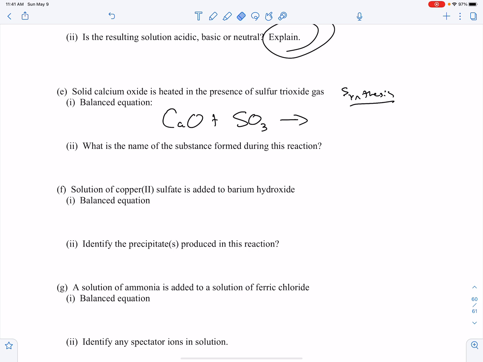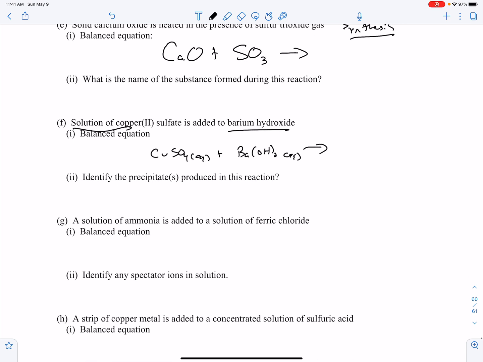Solutions of, again, solution, and barium hydroxide. So this would be copper 2 sulfate and barium hydroxide, strong base. Again, these are both solutions, and when you put those solutions together, you should end up with some precipitation at the end. And be sure to identify if there is one. If there are 2 of them, then both precipitates. But do break down those reactants, which are both soluble, and balance the reaction.